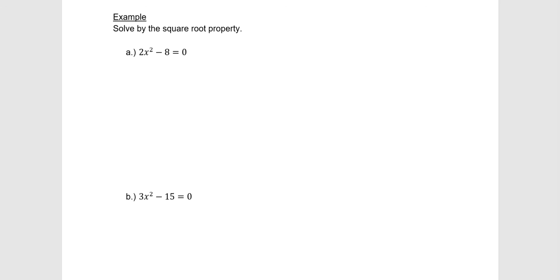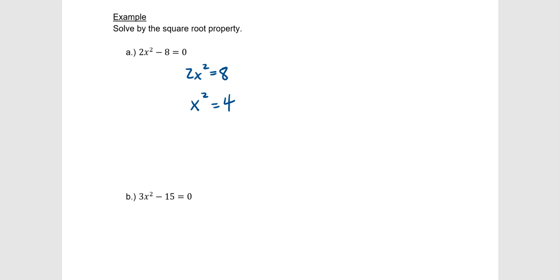So let's go ahead and solve for x squared. We have to isolate the x squared here. So we have to do that by first adding 8 to both sides. So we get 2x squared equals 8. Now let's divide both sides by 2 to get rid of that 2. So we get x squared equals 8 divided by 2, which is 4.